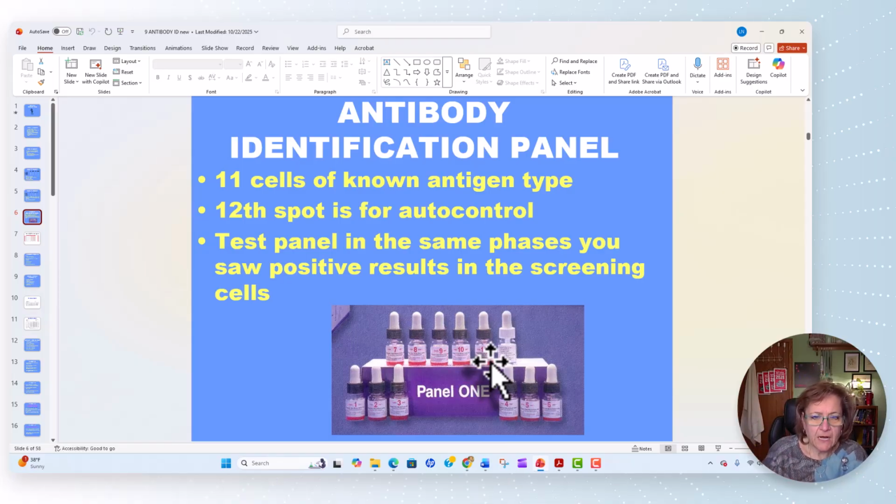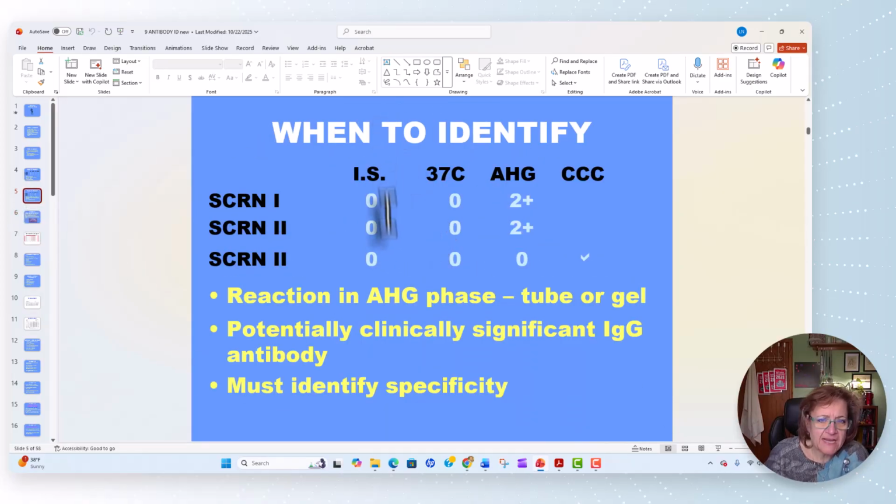It's perfect. Now there are panels out there that are 16 cells, and there are different ones, but the 11 panel cells are usually the ones we go to first. We have to test the panel in the same phases where you saw positive results in the screening cells. What that means is in this case, I don't have to do an immediate spin or 37. I only have to do the AHG phase. So you will set it up and incubate it right away.